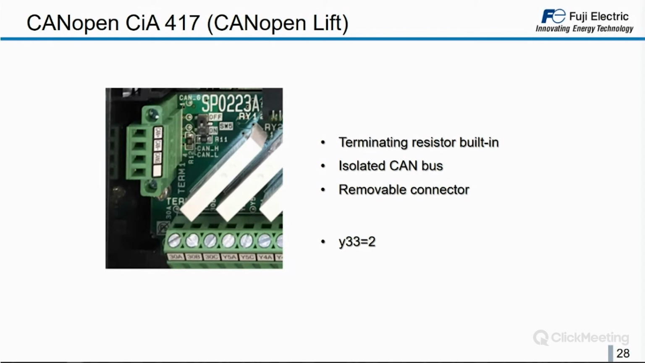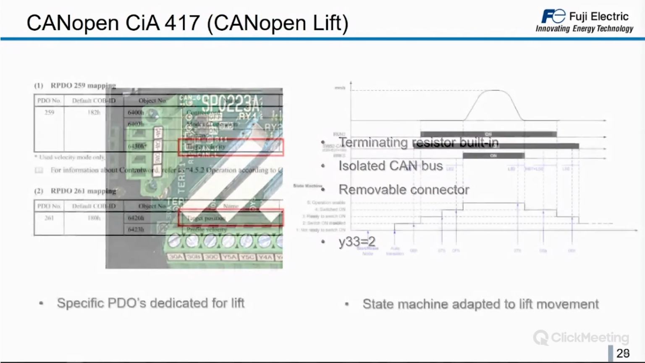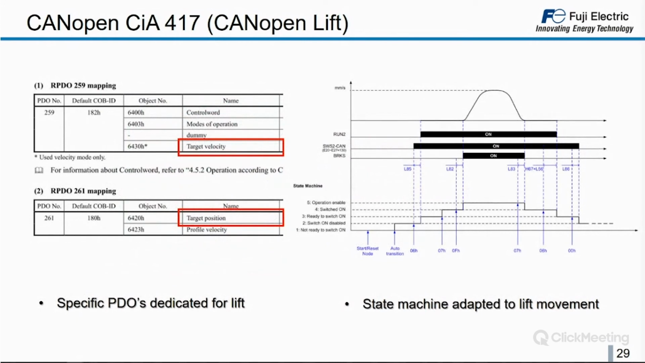So yes, as mentioned, FRENIC-Lift LM2 includes CANopen Lift, so CiA 417. We activate this function by means of the parameter y33 equal to 2. The idea of this CANopen profile is that it is a CANopen profile defined by CiA, specific for lifts. And actually, Fuji Electric is one of the members attending the meetings and helping to write this standard.